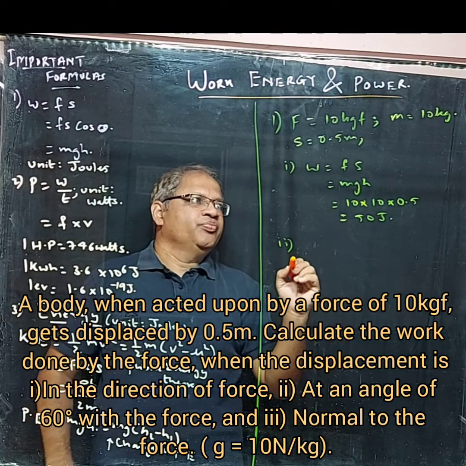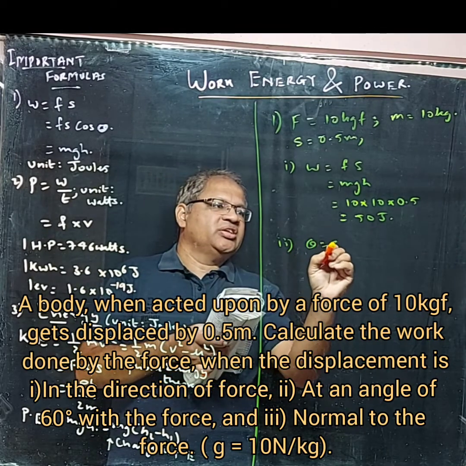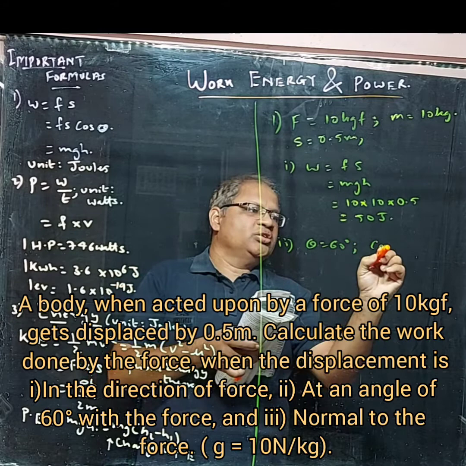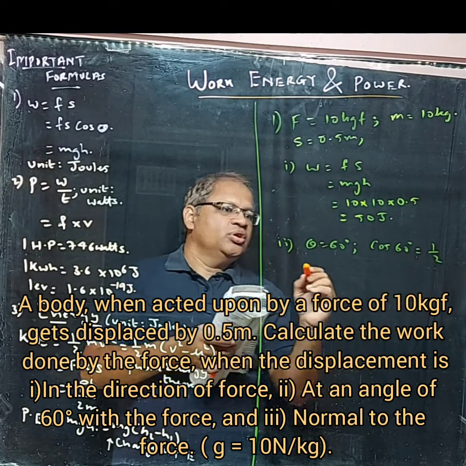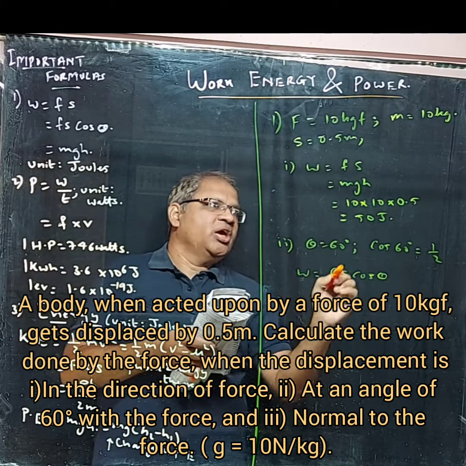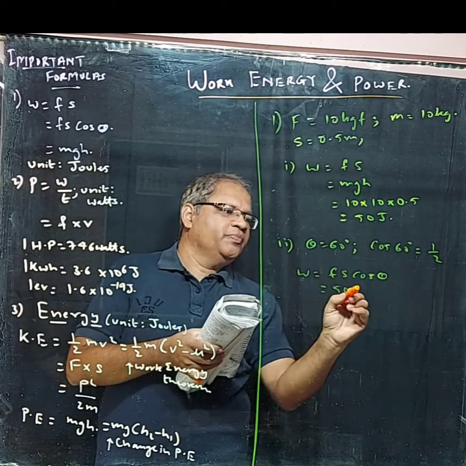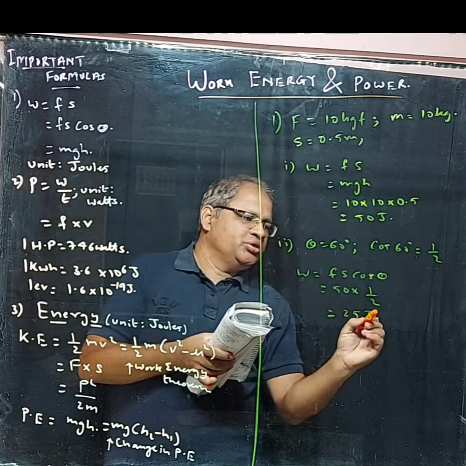Then second, when angle is given, theta is 60 degrees. So cos 60 is half. So formula W is equal to Fs cos theta. Fs we already found out 50. Cos theta is half. So that is 25 joules.